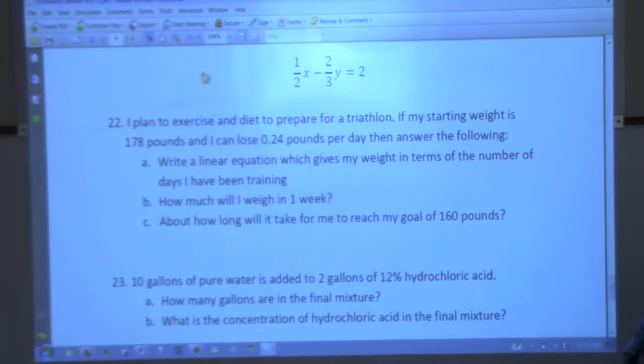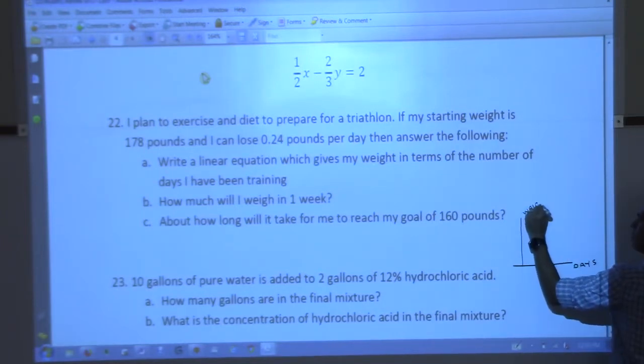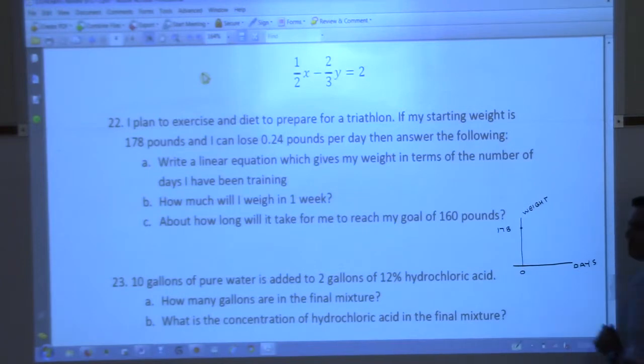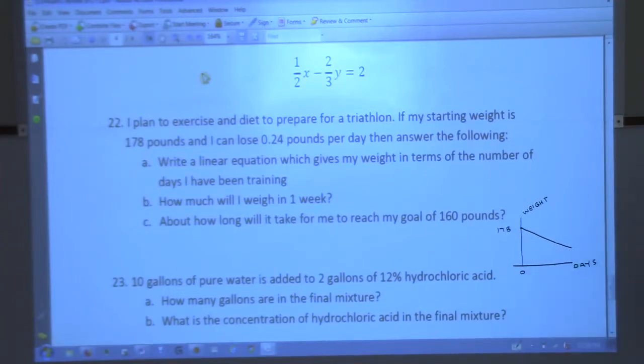All right, so what's happening here? You've got your weight starting out at 178 pounds, right? I'm just going to kind of draw a picture. Let's say this is the number of days, and this is your weight. And you're starting out at day 0 at 178 pounds, right? And then losing 0.24 pounds a day means that you should start to trend down like this, right? And that means that we should have some sort of linear equation representing what's going on here.